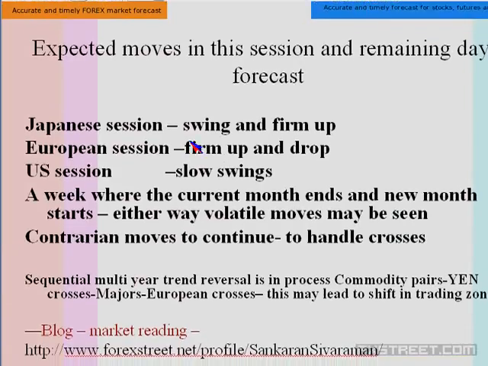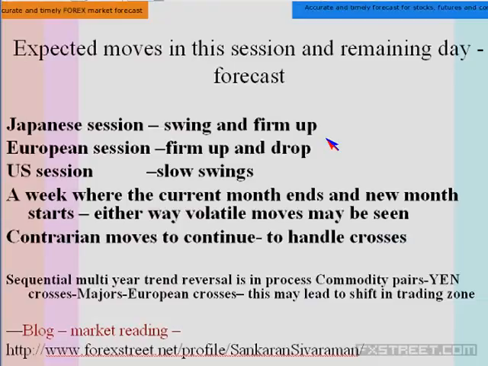The expected market moves for today: swing and firm up move during that of the Japanese session, firm up and drop is the expected move during that of the European session. US session may show slow swings and it might be a very subdued market. And it's a week wherein you find the current month gets over and the new month starts. So either way, volatile moves could be seen.